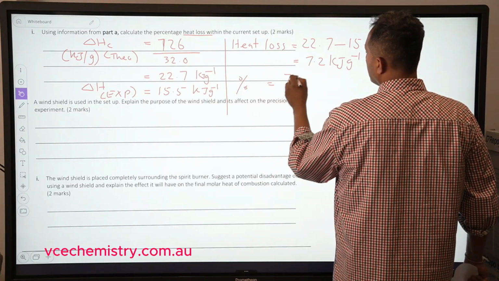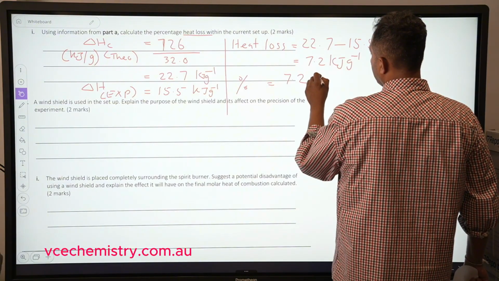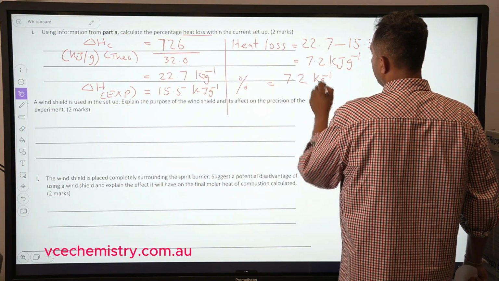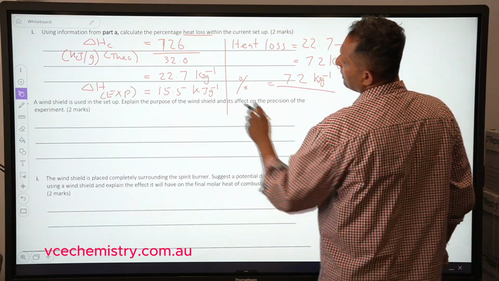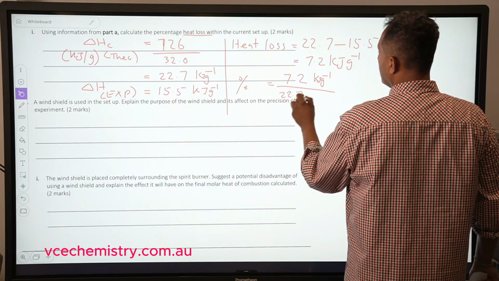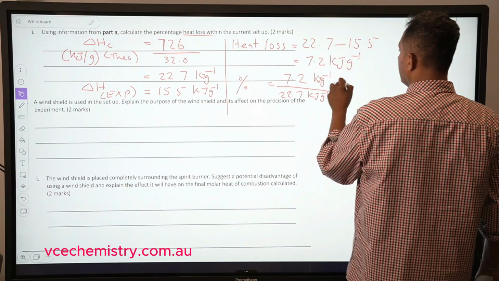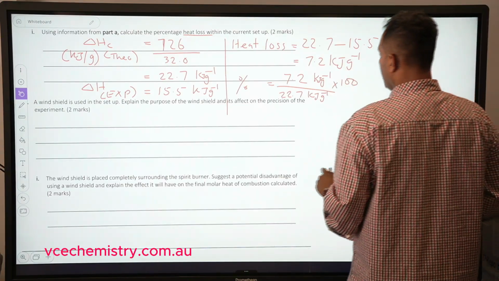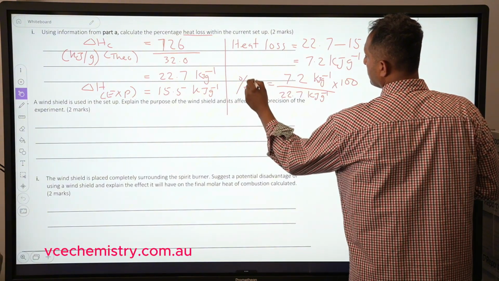Heat lost, which is 7.2 kilojoules per gram. I can even write kilojoules per gram here. Oh, where's the joules, man? Okay, kilojoules per gram divided by the theoretical value, which is 22.7 kilojoules per gram, times 100. I say percentage heat loss.